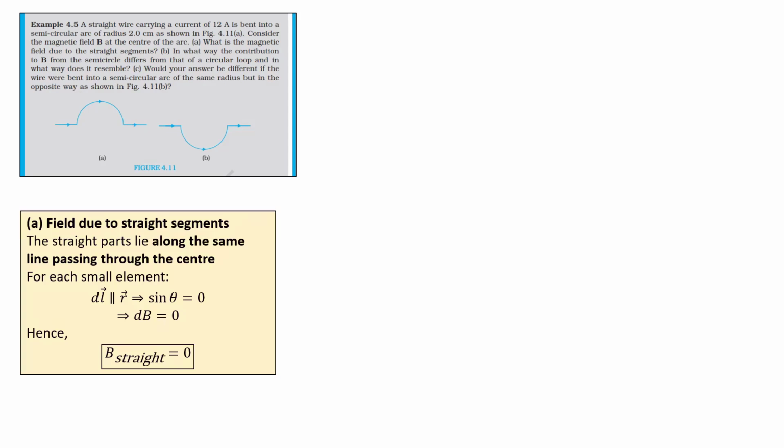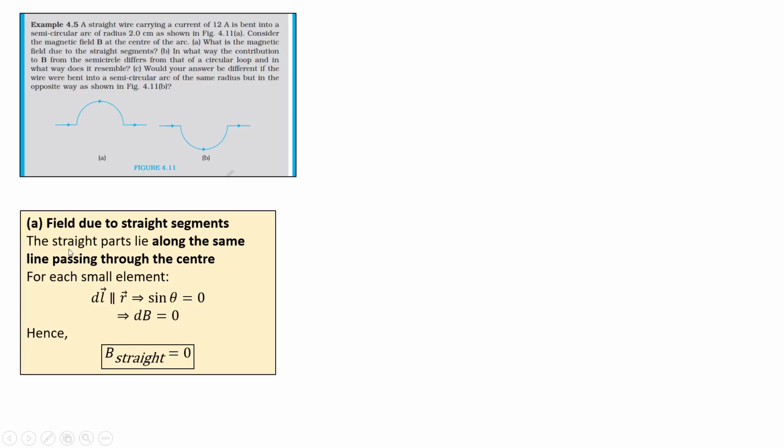Okay, first we will visualize. Here two semicircles are given. The first one is this, the second one they are keeping in this direction. First part, A: what is the magnetic field due to the straight segment? This is the straight segment. This is a curved portion. Again, it is straight. What is the magnetic field due to this?